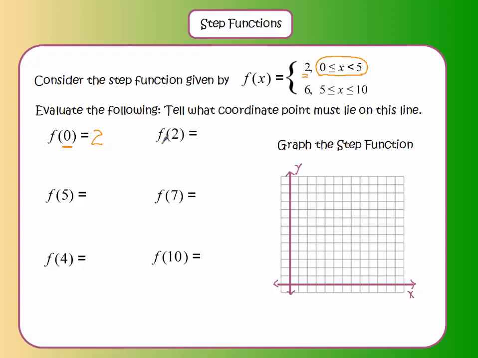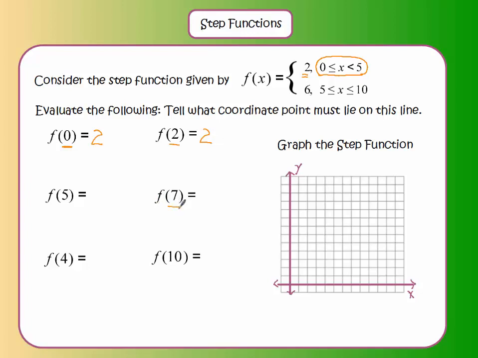Okay, let's look at f of 2. So when x is 2, I fall in, again, in this piece. 2 is between 0 and 5, which means my solution, my y value, must be 2. And that's all we have to do. Here's probably the trickiest one. Well, let's skip f of 5. Let's go to f of 7 here.